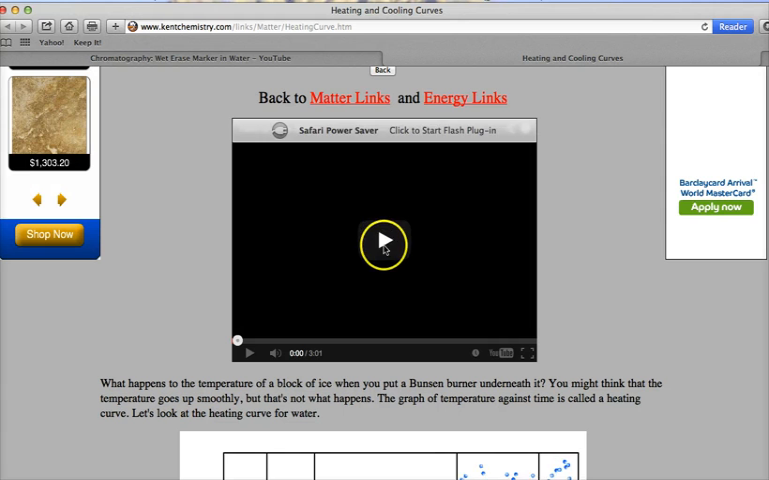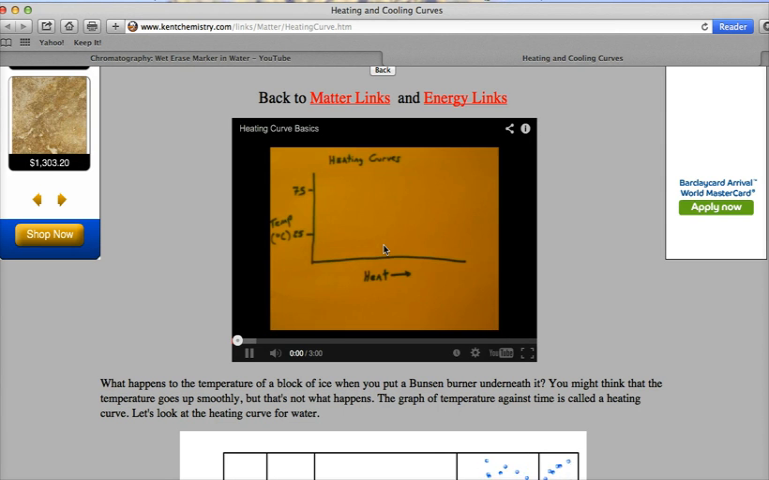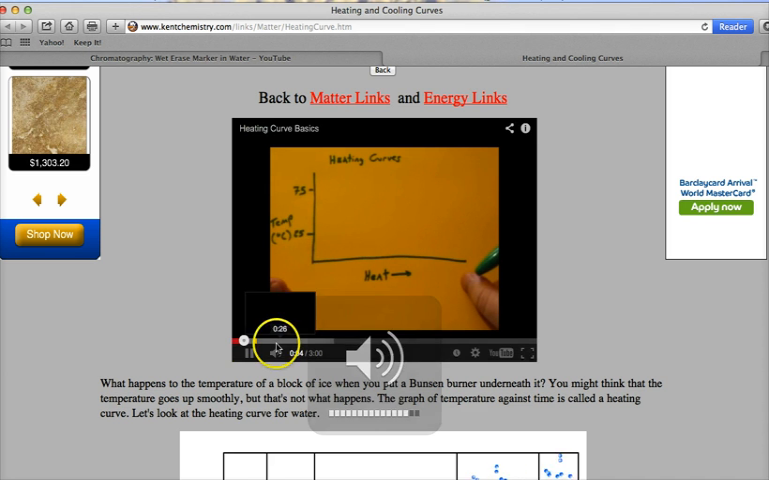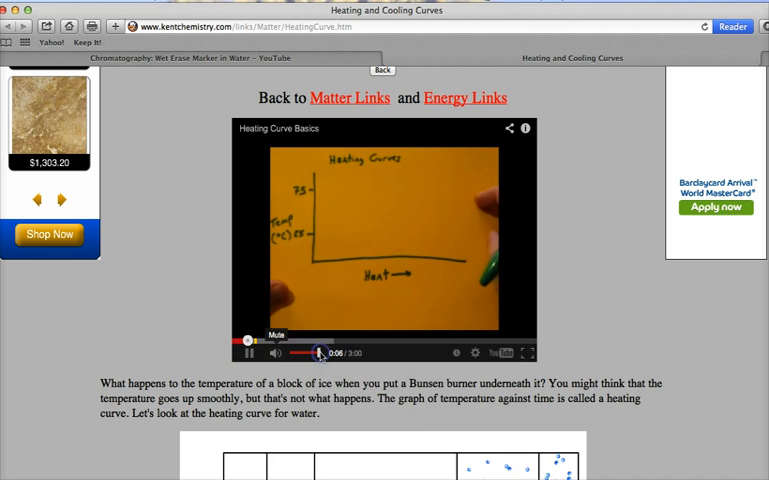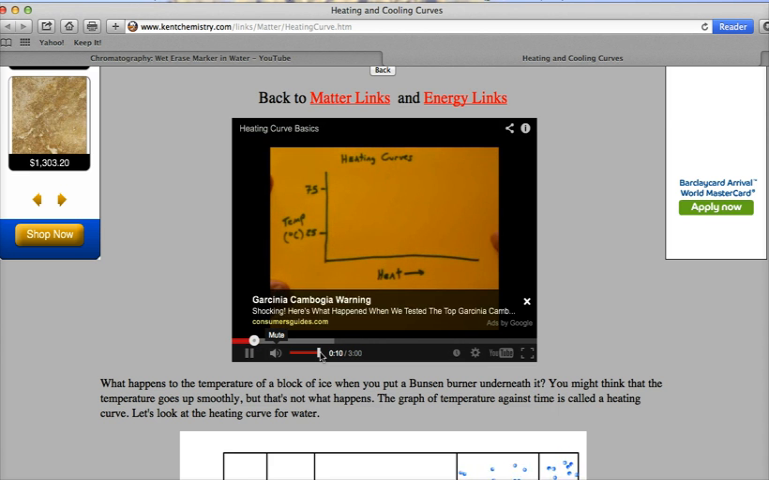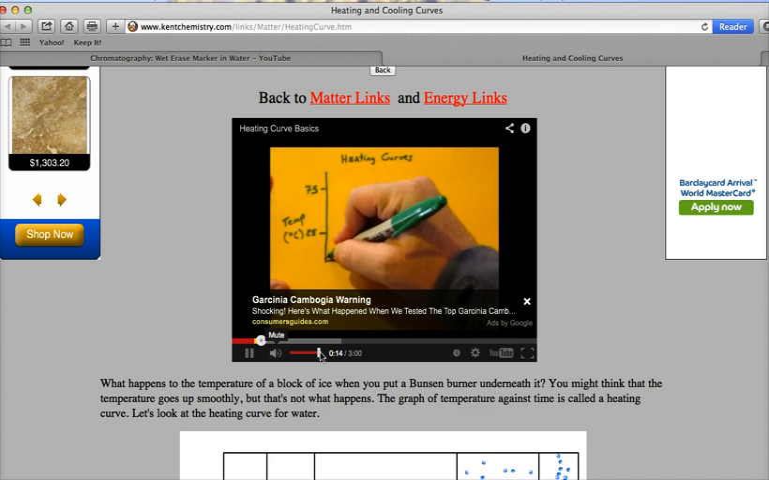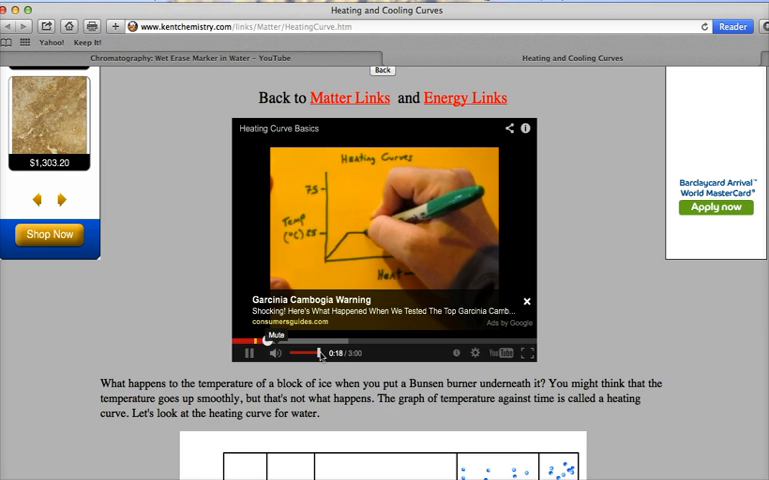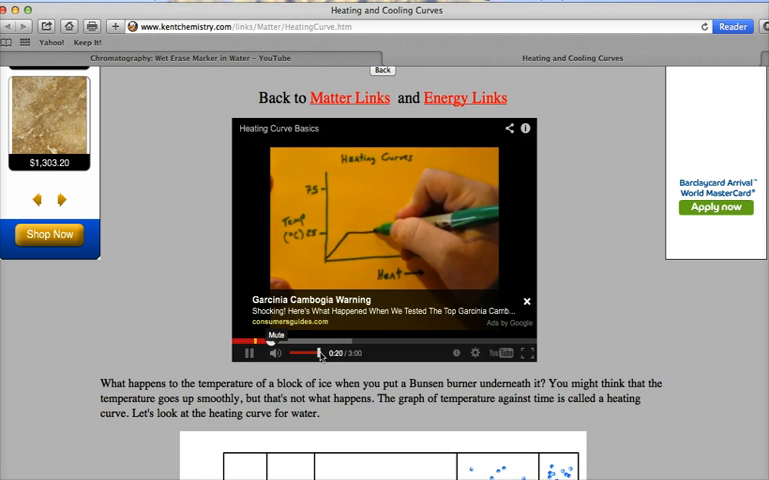A heating curve is just the temperature relationship versus the amount of heat put into a substance. Most heating curves, you're going to start as a solid, which is down here, and you're going to heat the solid up. Eventually you're going to hit a temperature, and the temperature is going to stop changing. It's going to remain the same.